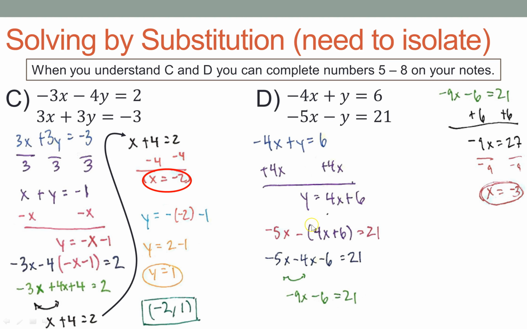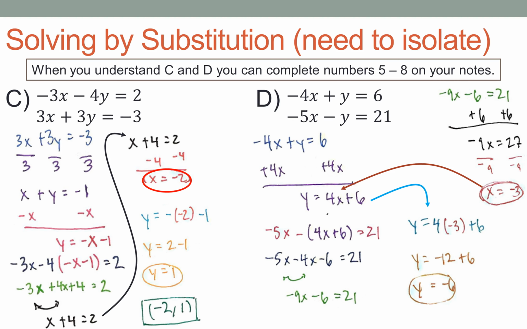Awesome. And you see I've manipulated the equation, the first one, so it has y equals. Let's just use that. So instead of saying y equals 4 times x plus 6, I have y equals 4 times negative 3 plus 6. Of course, that's negative 12 plus 6, which is negative 6. And the answer to a system of equations is a coordinate point x, comma y.